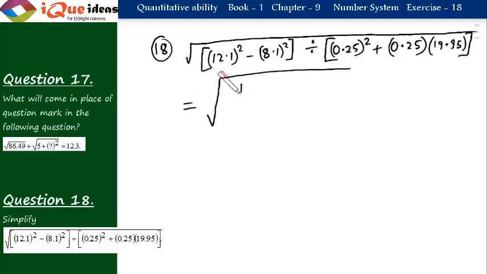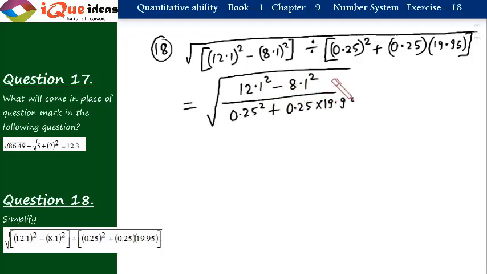Now first we write in the proper division format. It is 12.1 square minus 8.1 square divided by 0.25 square plus 0.25 into 19.95. Alright. Now in the numerator you can see it is a square minus b square. So it can be factorized as a minus b into a plus b.